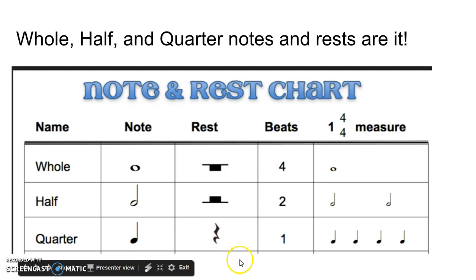So if you have 4 quarters, you have a dollar. You have that whole measure. Same thing. 4 quarter notes, whole measure. 2 half notes, a whole measure in our 4/4 time.